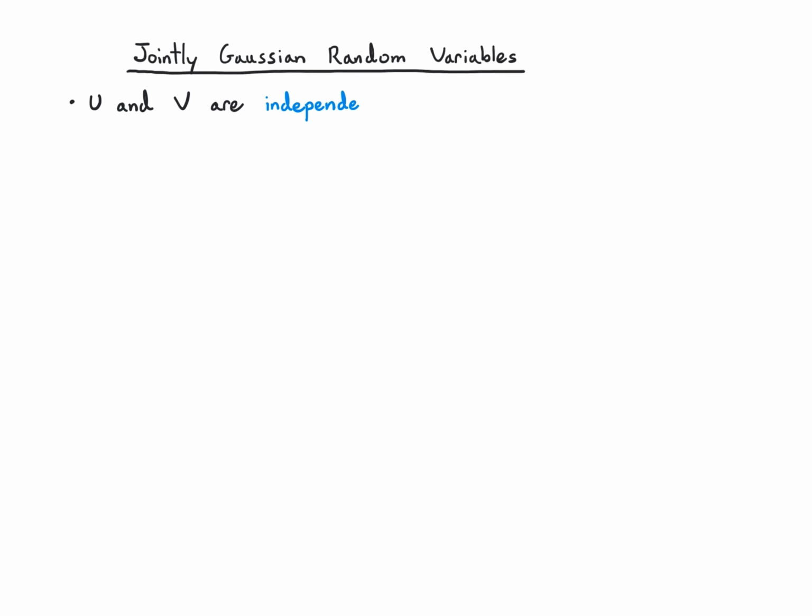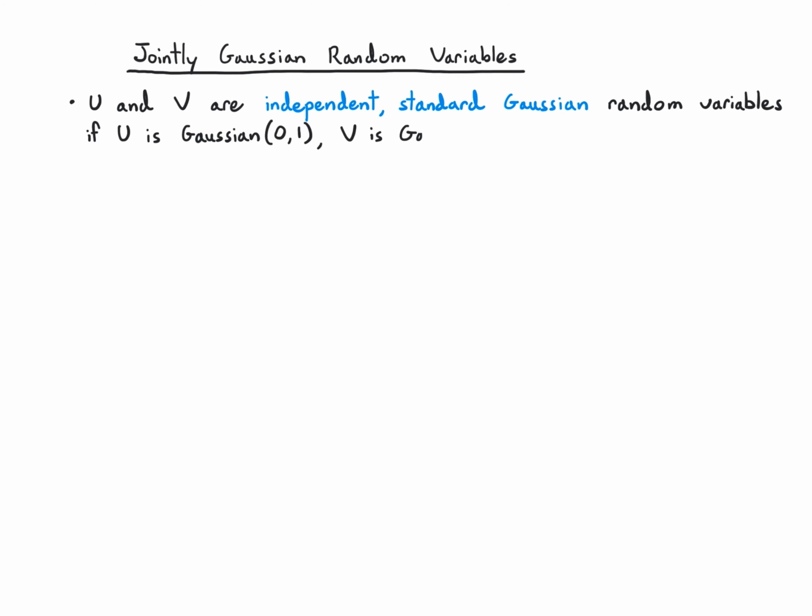Let's introduce a family of random variables for pairs of random variables. This is going to be our most important family when we're dealing with multiple random variables: jointly Gaussian random variables. To start, we're going to need a building block. So we'll say that U and V are independent standard Gaussian random variables. U is Gaussian with mean 0 and variance 1, V is also Gaussian with mean 0 and variance 1, and U and V are independent random variables.